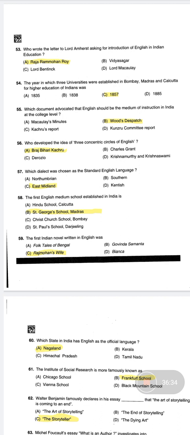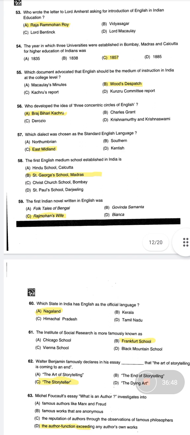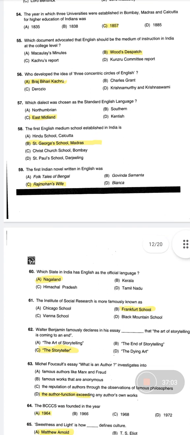Wood's Dispatch. Which document says that English should be medium of study in the university level, college level? Wood's Dispatch. Which talk about Wood's Dispatch. Question number 56. Who developed the idea of 3 concentric circles of English? Braj Bihari Kachru. Who developed 3 concentric circles of English? Braj Bihari Kachru.